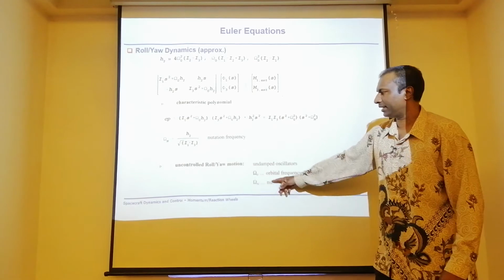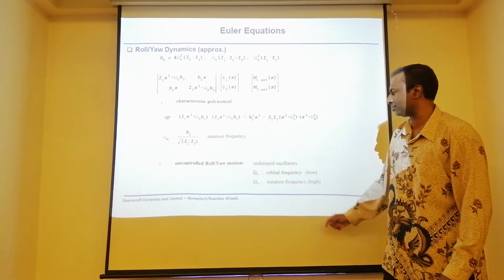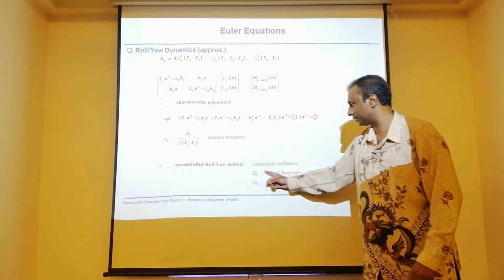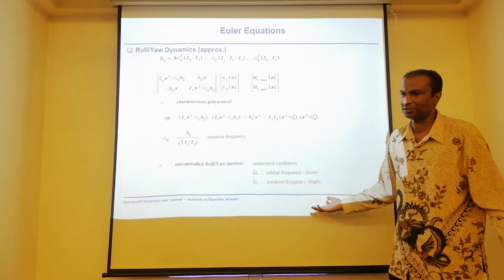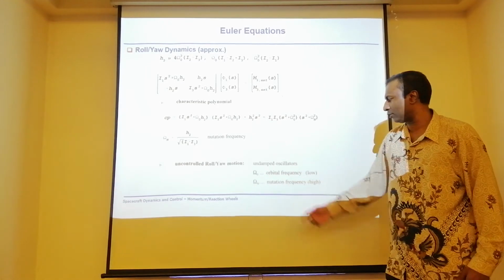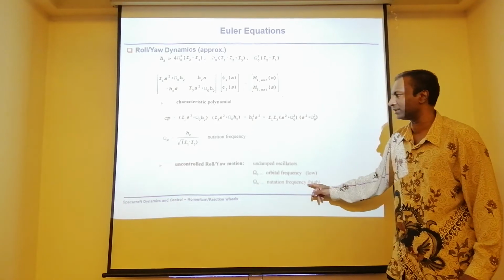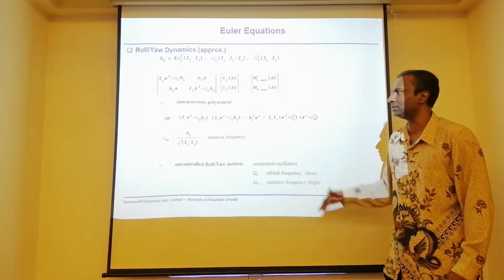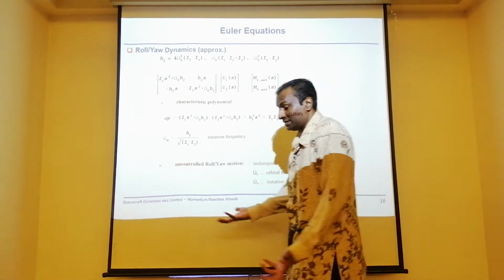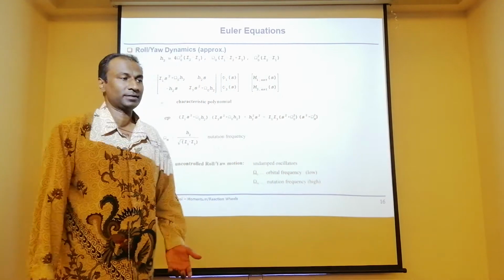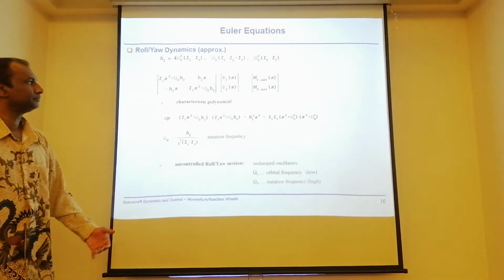Okay? Then uncontrolled roll motion is basically undamped oscillation, you can't do much because it's passive already. Then orbital frequency is actually low, but the nutation frequency is quite high also. So this is something that we need to try to damp. This is common for a bias momentum stabilized satellite.